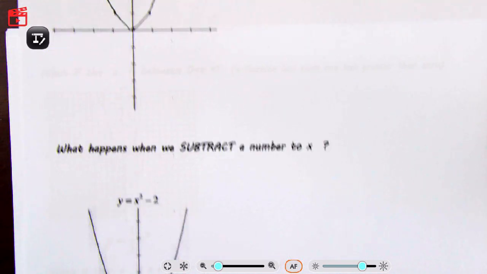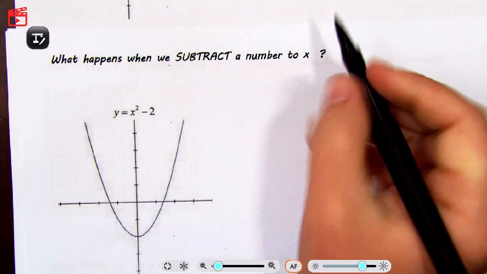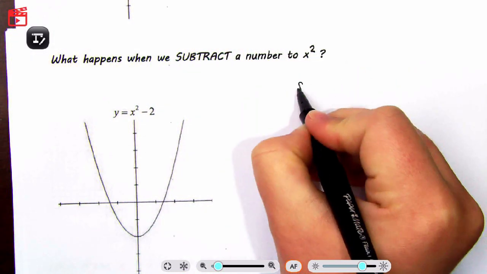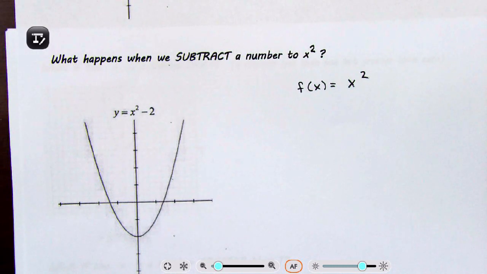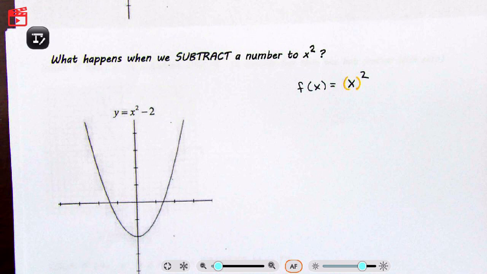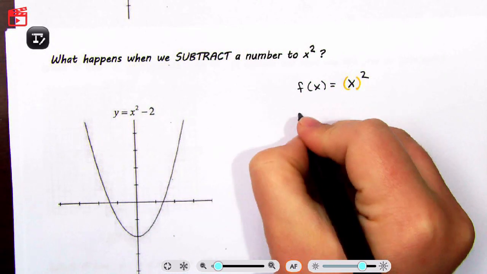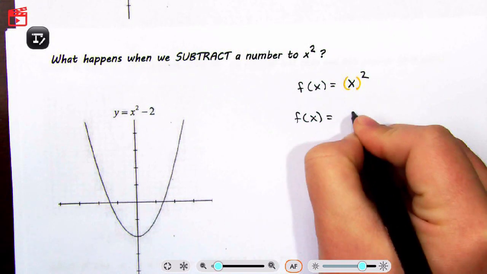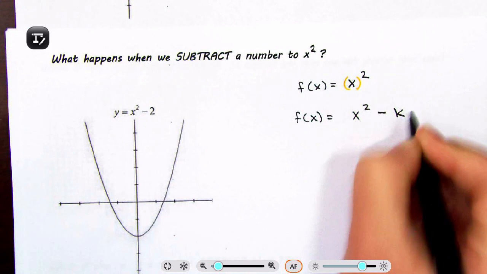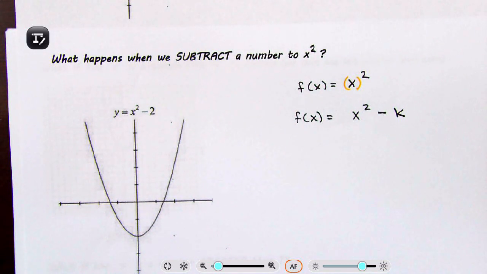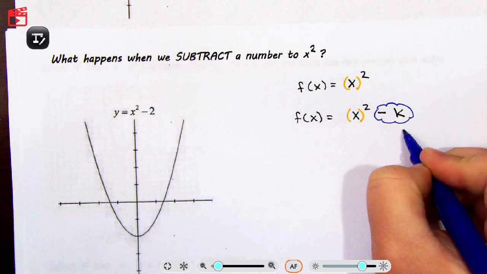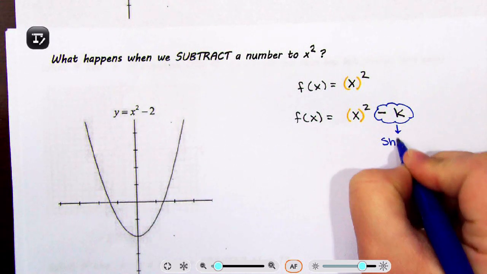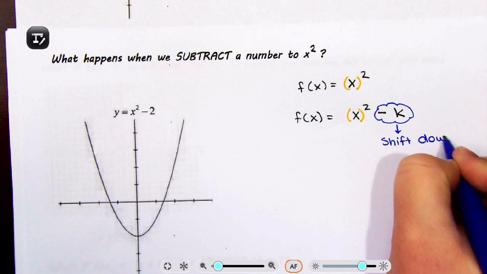So what happens when we subtract a number to our parent function of x squared? So again, here's our parent function, f of x is equal to x squared. Again, x is in a secret bubble. So if we have f of x is equal to x squared minus k, again, this is in a secret grouping, minus k is kind of like the opposite of what we just did. Now we're going to shift down k amount.